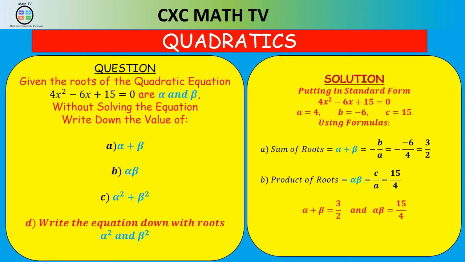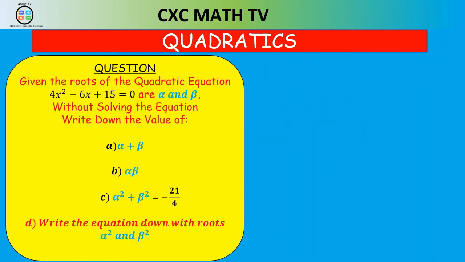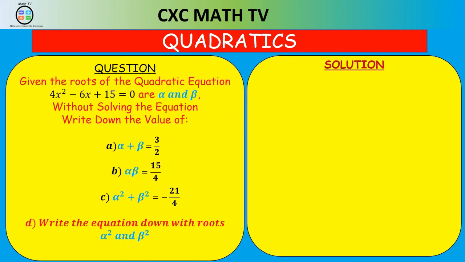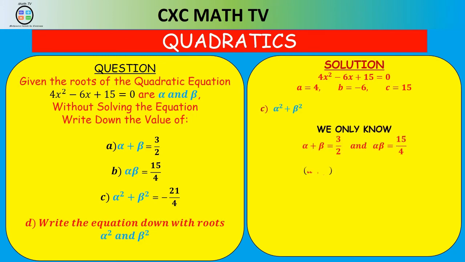Now part C says to find alpha squared plus beta squared. Now we don't know how to do that, but we only know the value of alpha plus beta and alpha times beta. We know those two values displayed on the screen here. But look at this. Alpha plus beta all squared would be alpha plus beta times alpha plus beta. If we expand that bracket, we would get alpha squared plus alpha beta plus alpha beta plus beta squared. So observe that alpha plus beta all squared is equal to alpha squared plus 2 alpha beta plus beta squared.